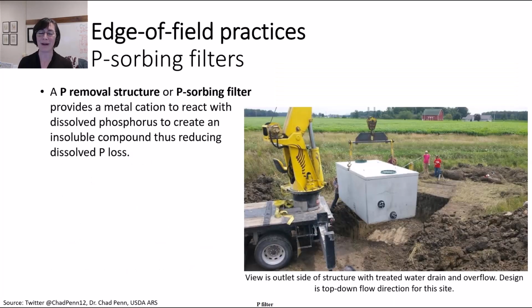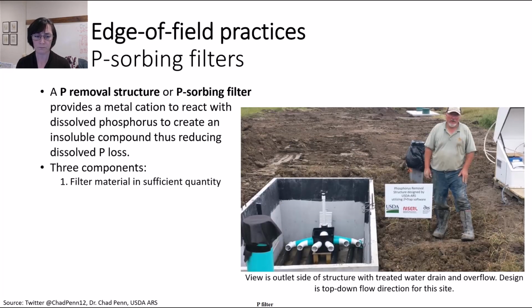So, enter the practice of a phosphorus-sorbing filter, or sometimes called a P removal structure. This is a relatively new, edge-of-field, constructed conservation practice that provides a metal cation to react with dissolved phosphorus to create an insoluble compound either by adsorption or precipitation, so chemical processes, and in doing so, the phosphorus-sorbing filter reduces phosphorus loss. There are really three components for getting a P filter or a phosphorus filter right.